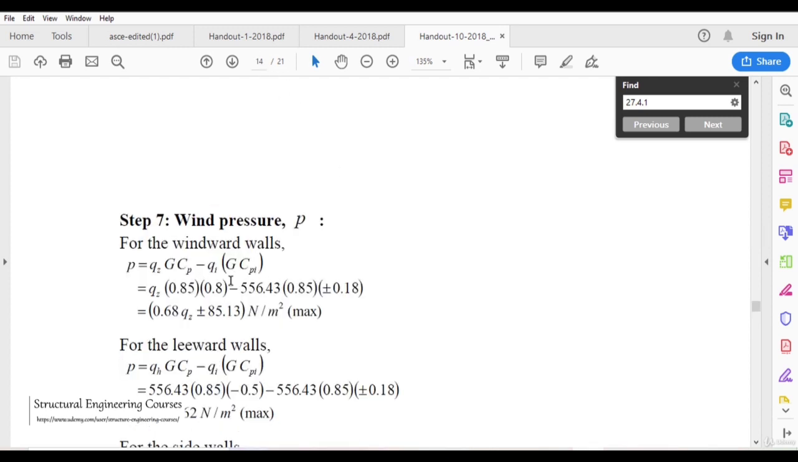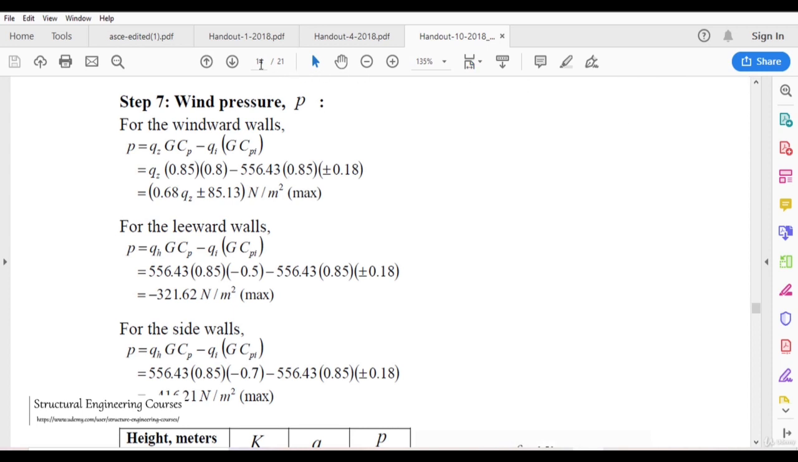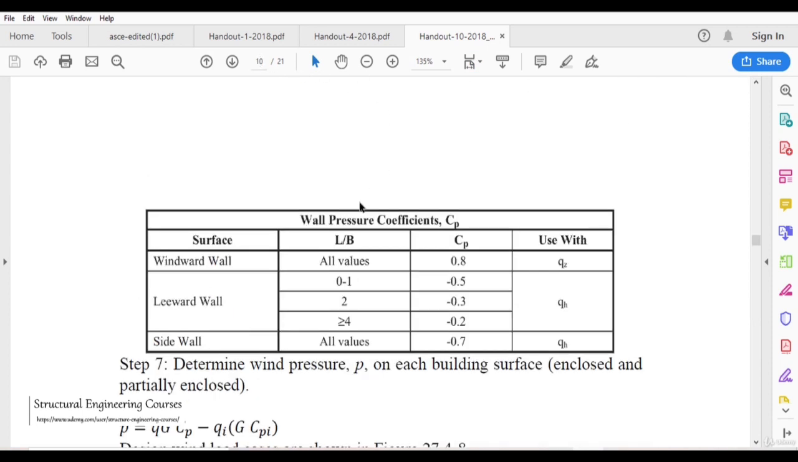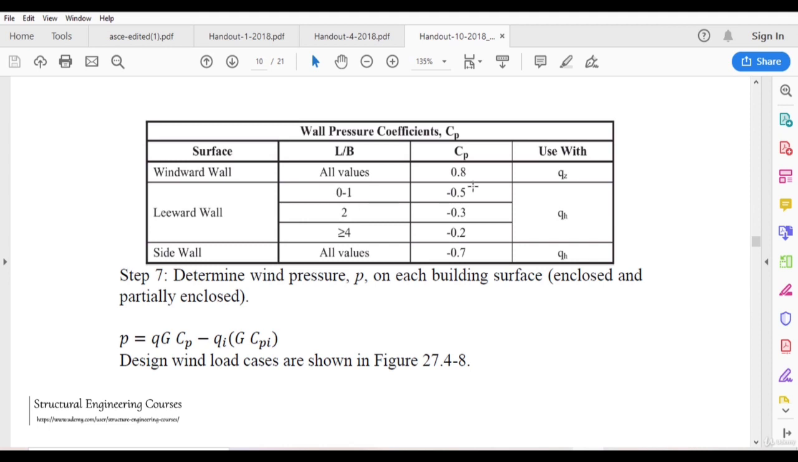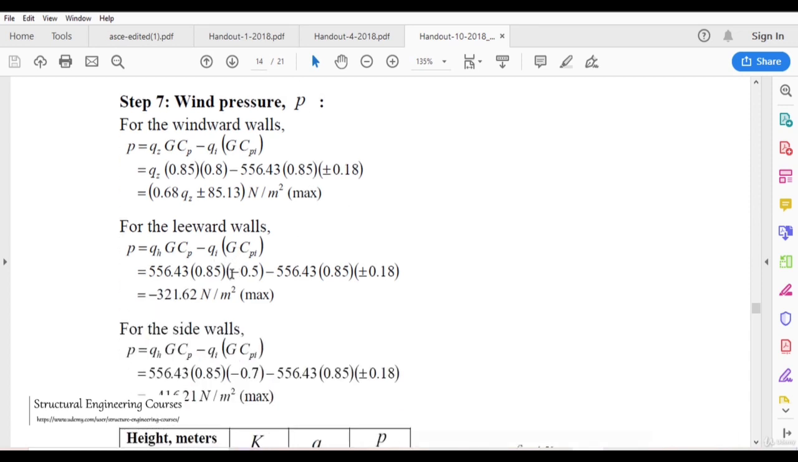So he had calculated the pressure in terms of QZ. For windward walls it is like this, but for leeward walls it depends on the L by B ratios. So for leeward walls it is something in this particular area. Here we can see that CP he had taken as minus 0.5. CPI, obviously, these values are the same. So he has determined for leeward walls for these particular values.